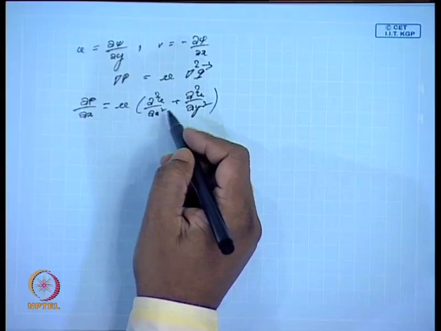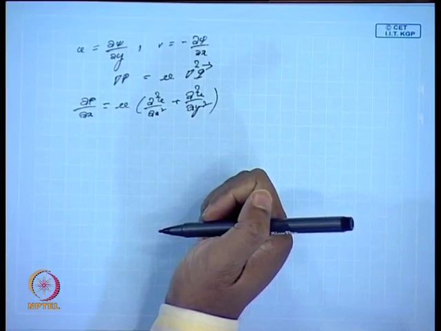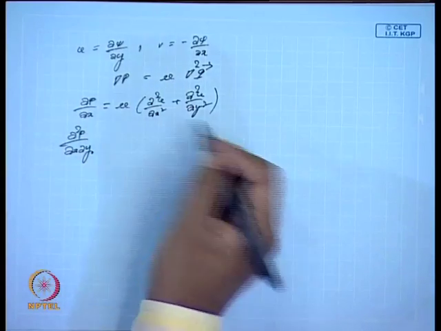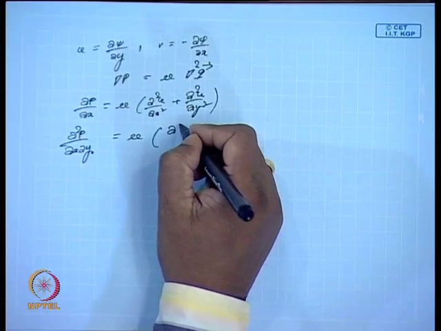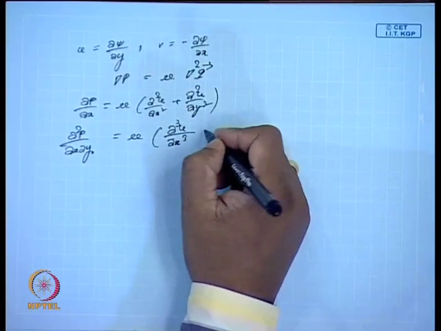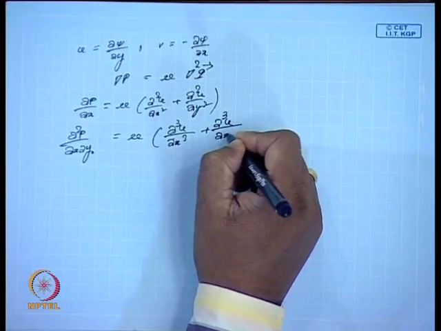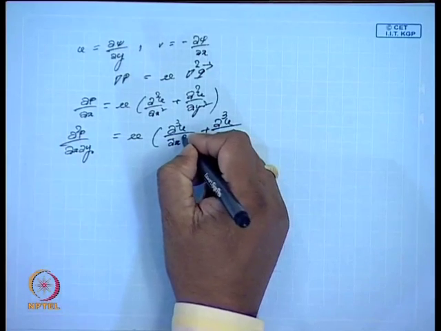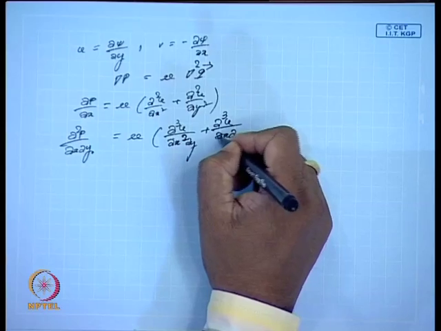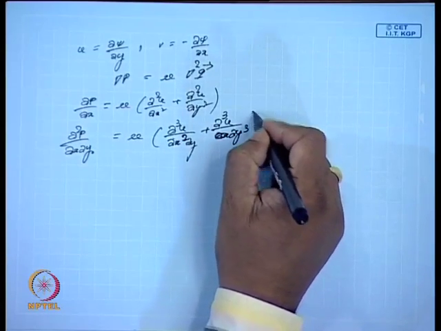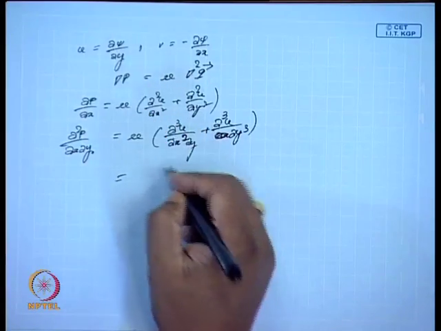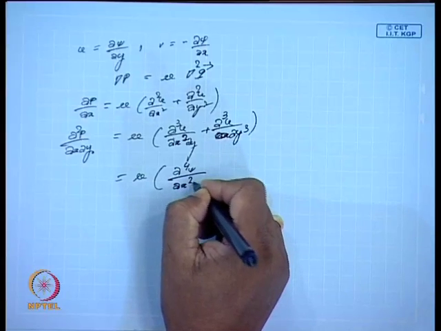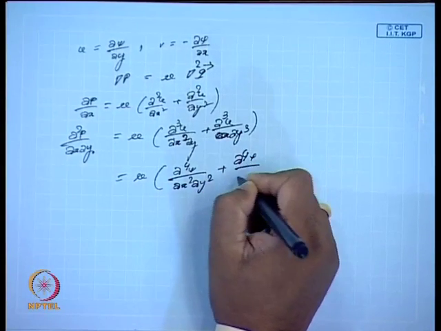If I simplify this and substitute for u, then differentiating with respect to y, I get del square p by del x del y equal to mu times del cube u by del x square del y plus del cube u by del y cube, and then with u equal to psi y, I get mu times del fourth psi by del x square del y square plus del fourth psi by del y fourth.